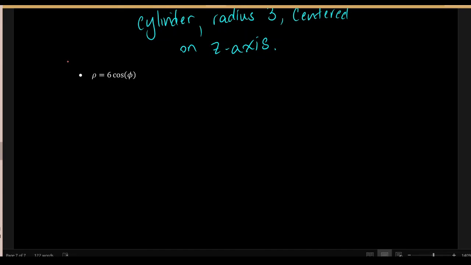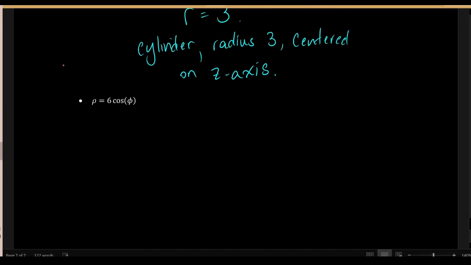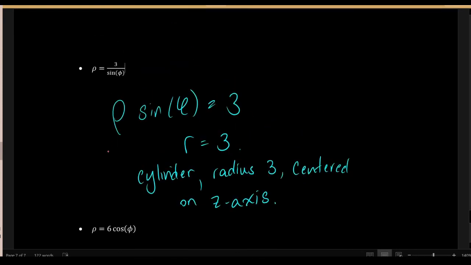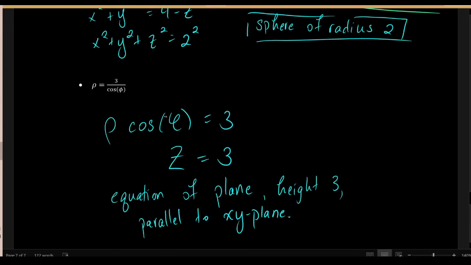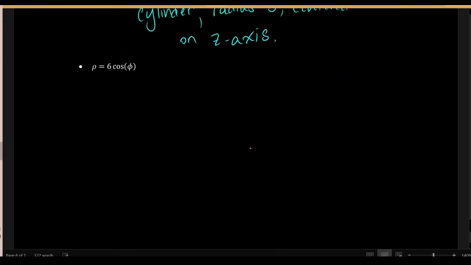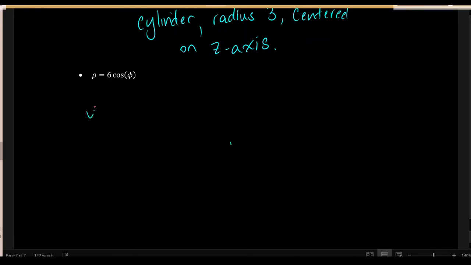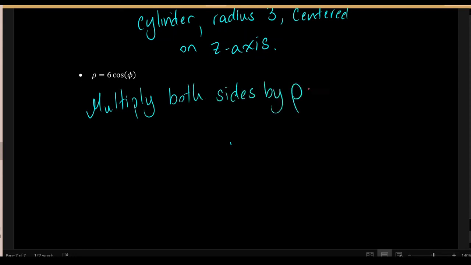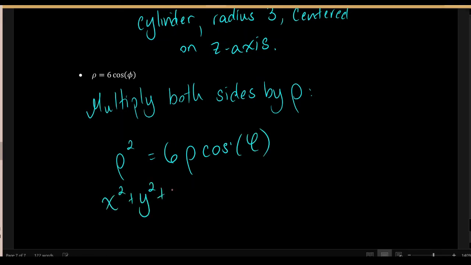Converting cos phi is a huge pain also. But if I just had an extra copy of rho on the right-hand side, then I would have rho cosine phi, and that could be converted to z. So what I'm going to do is multiply both sides by rho to fix both of my problems. That way I get a rho squared on the left and a rho cos phi on the right, which can be converted to x squared plus y squared plus z squared equals 6z.